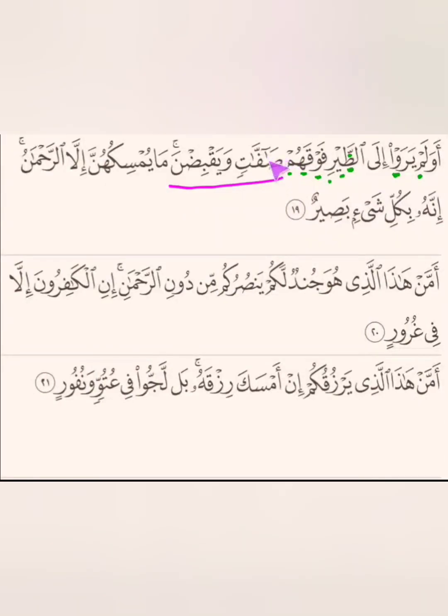And then there's a long mad. This is the longest mad in the Quran, which goes for 6 counts. But don't go beyond 6 counts. Don't be shy to keep going until 6 counts and stop at 6. Okay, don't keep going forever and ever. So there's a limit. Not more than 6. Listen to me again.